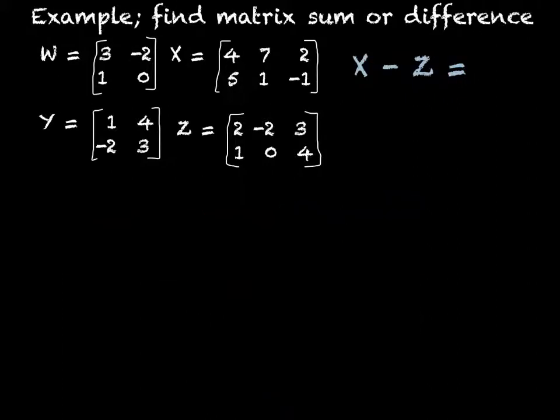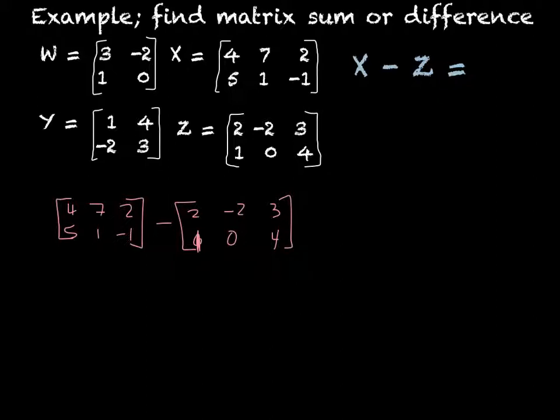In this next one, we want to take x minus z. So x is a 2 by 3 and z is a 2 by 3, so we can subtract them. So that would be 4, 7, 2, 5, 1, negative 1. And we're going to subtract off our z, which is 2, negative 2, 3, 1, 0, 4. All right, and then we just subtract the corresponding parts.